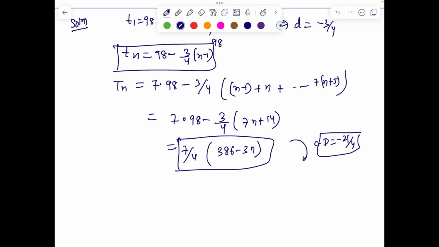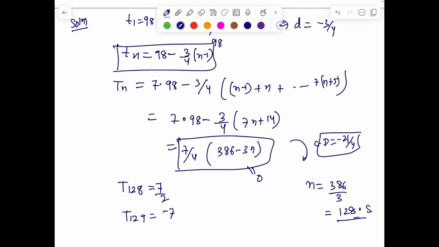And we are looking for the term nearest to 0. So we find T188. So you make it 0. So we'll get T188 is going to be 7 by 2. Because when I'll keep 0, I'll get the value of n is 36 by 3, which is 128 point something, right? So we have to check for the term T128 and 129. So 128 is going to be 7 by 2 and 129 is minus 7 by 4. So according to the question, we have to find magnitude of the term. So the minimum value occurs. Minimum value is 7 by 4, and which occurs at n equals 129.